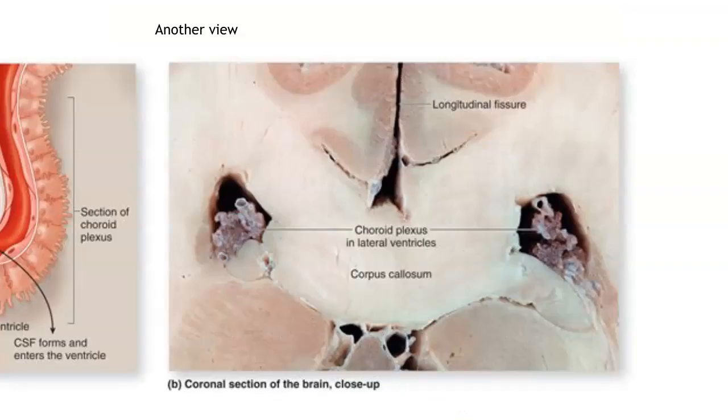Hopefully that clarified that a little bit. This is what they look like. These are in the lateral ventricles. If we did a sheep brain dissection, you would actually see these. These are little tufts. They are tangled messes, and that's why they call them a plexus.